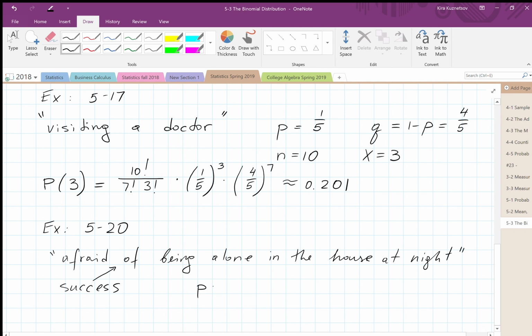I'm going to start reading it again. A public opinion poll reported that 5% of Americans are afraid of being alone in the house at night. So they just gave me a probability of success. If a random sample of 20 Americans is selected, find the probabilities by using the probability table, which we're not covering in this class. So find the following probabilities. I'm going to read that sentence again. If a random sample of 20 Americans is selected, so they gave me n is equal to 20.